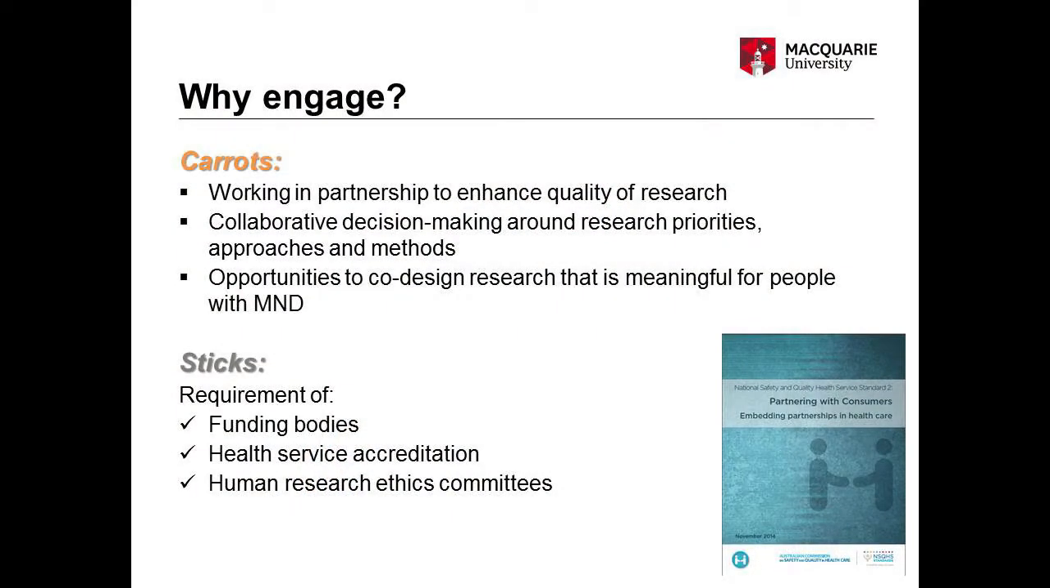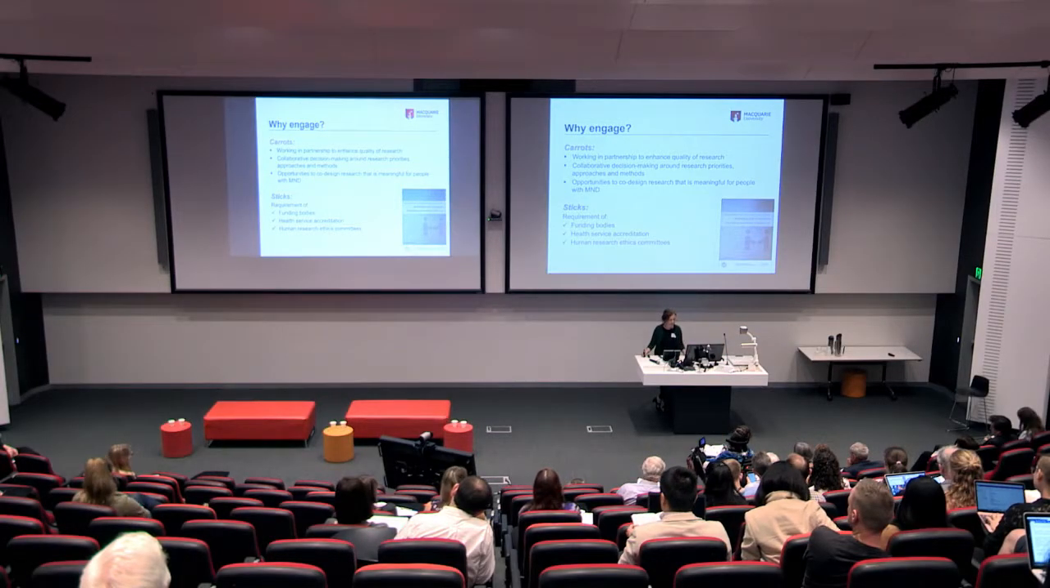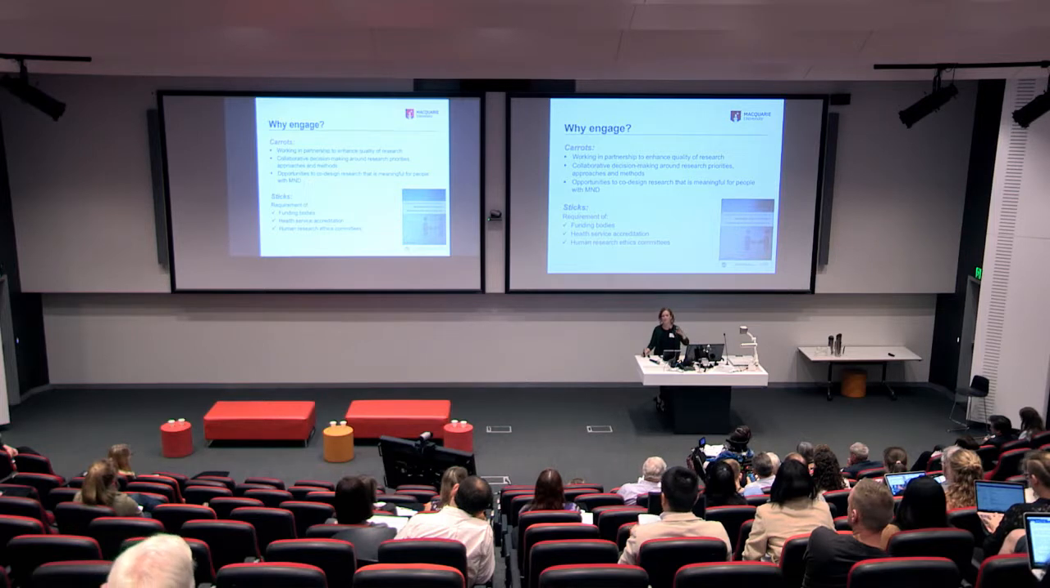So why engage? Well, there are many reasons to do this, because we work in partnership to enhance quality of research, because we then have collaborative decision-making on projects that we've developed together. And we talk about our combined research priorities. It's not just the priorities of the researchers or the patients or the people funding it. If we're sitting down and talking together, we've got collaborative approaches that may hopefully overlap. As we often find, the priorities of researchers may be very different to the priorities of health professionals and very different again to the priorities of patients, caregivers and family members. And this creates a very strong opportunity for us to co-design research that is meaningful for people living with MND.